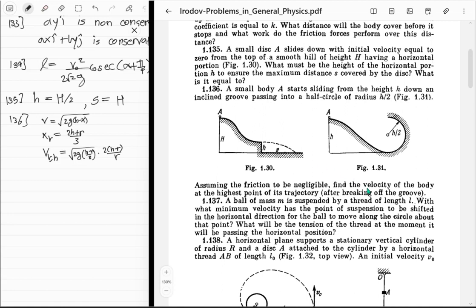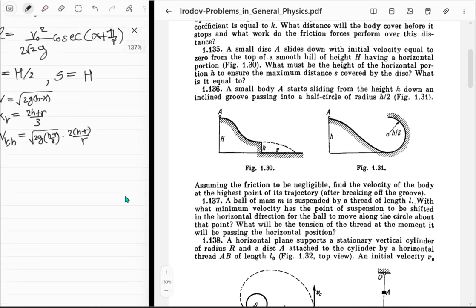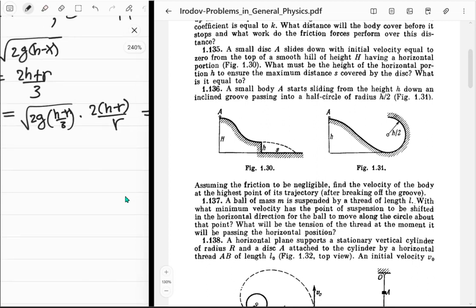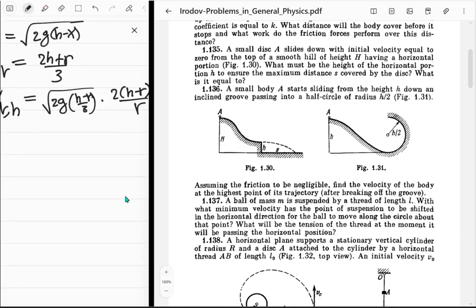Okay, so what we were doing is they didn't give us any values, right? Oh, they did. They gave it as h upon 2. So you just need to find what this is. Right, we'll just say h is 2r to simplify our thing, right?